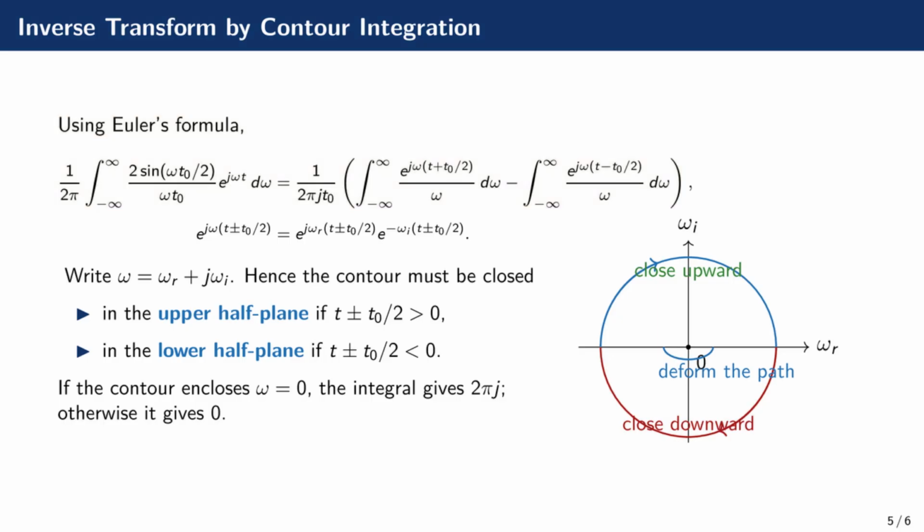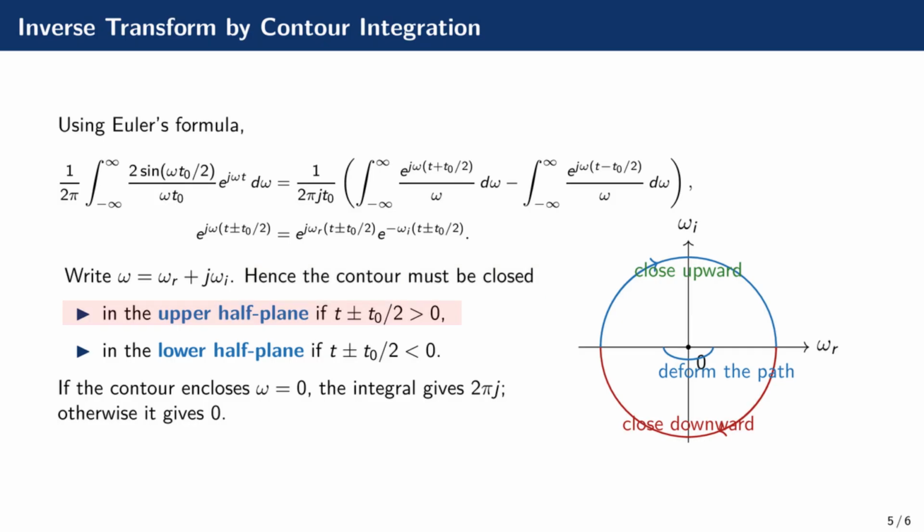To evaluate these integrals, we extend the integral into the complex plane and use contour integration in the complex omega plane. Write omega as omega r plus j omega I. Then the exponential factor can be separated into an oscillatory part, which depends on omega r, and a decaying or growing part, which depends on omega I. For the contour integral to vanish on the infinitely large semicircle, we must close the contour in the half plane where the exponential factor decays.